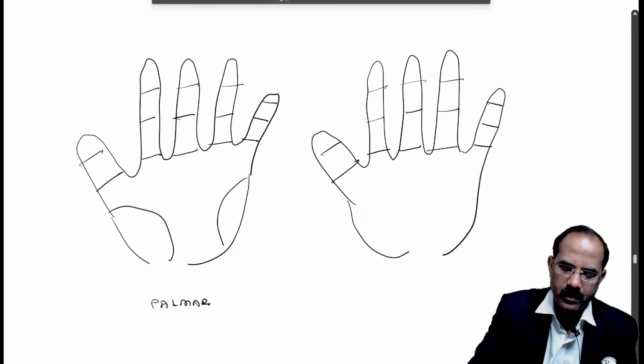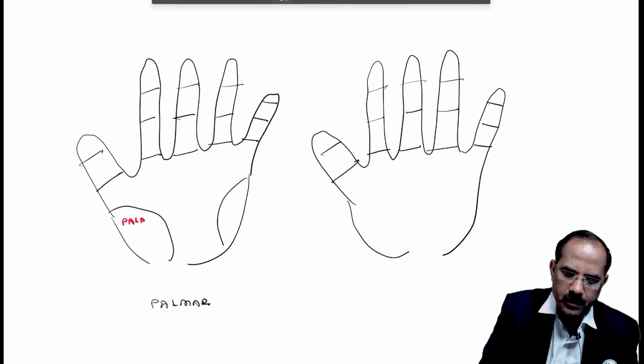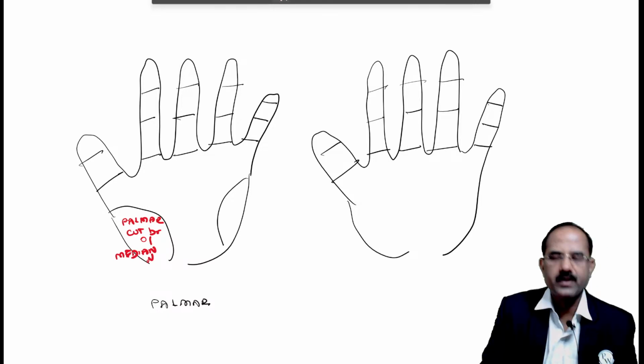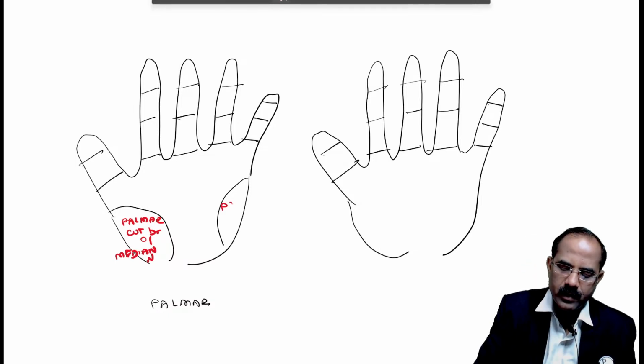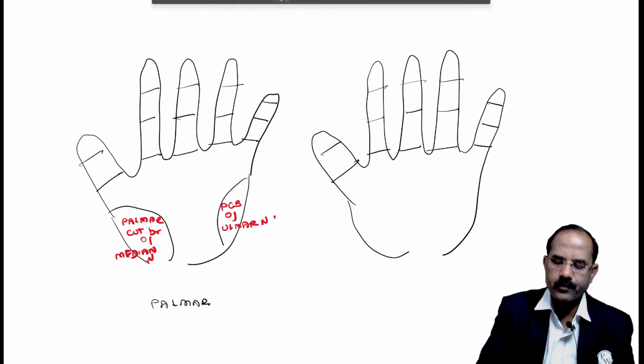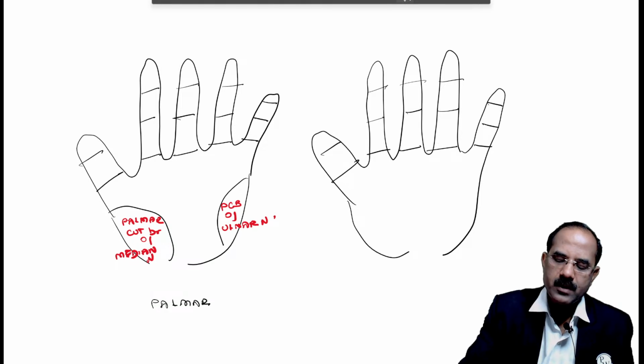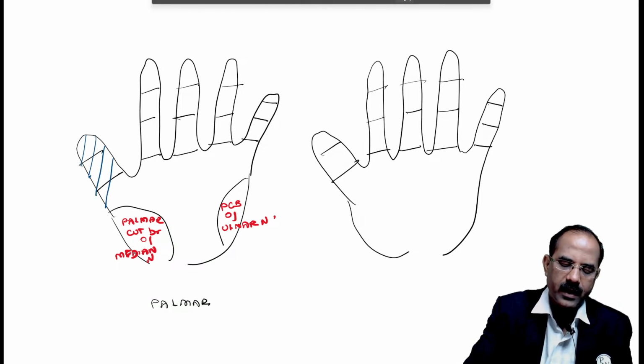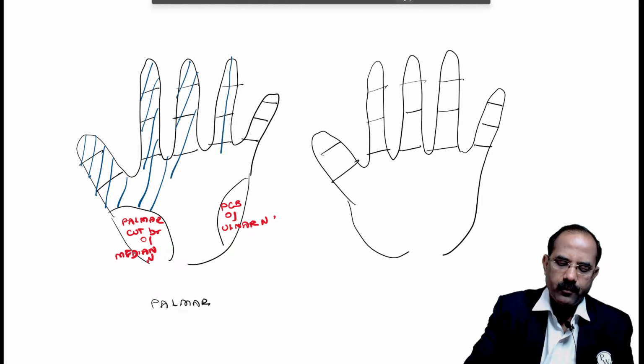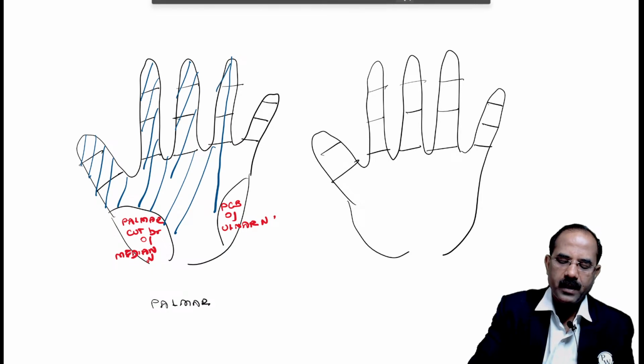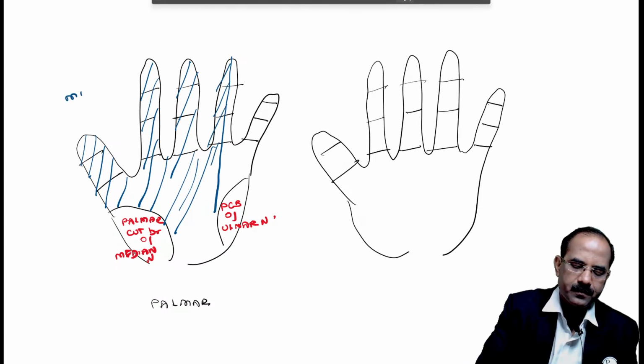Who supplies the skin over the thenar eminence? That is the palmar cutaneous branch of the median nerve. Who supplies the skin over the hypothenar eminence? That's the palmar cutaneous branch of the ulnar nerve. Who supplies these 3.5 fingers on the palmar aspect? Any guesses? That's the median nerve.